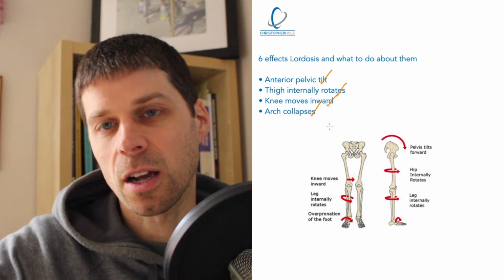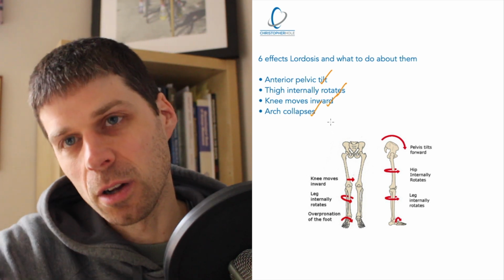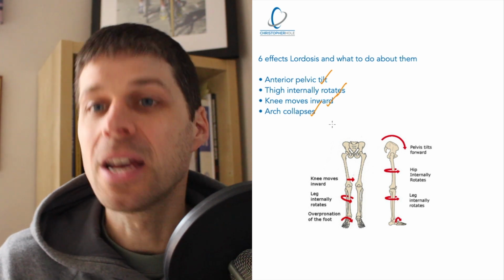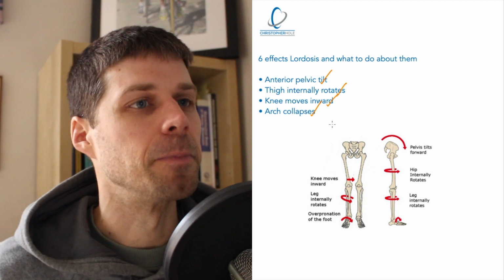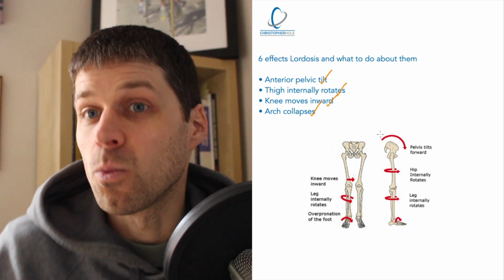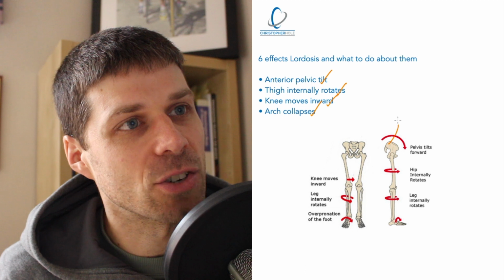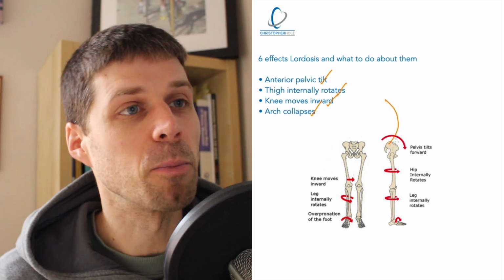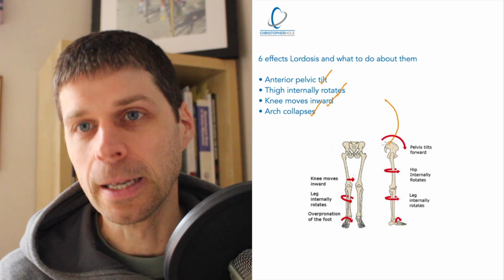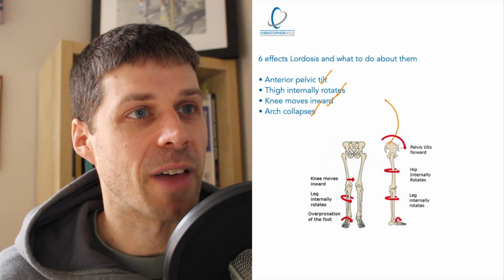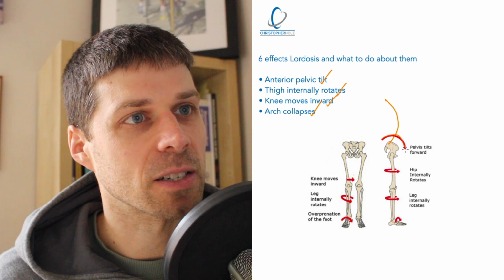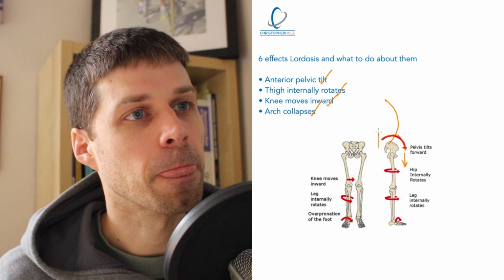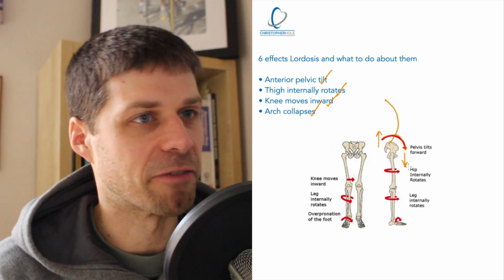Now these can kind of be a cascade, one onto the other. It doesn't mean they are going to happen, it doesn't mean they do happen, but it just means that they can happen. So the primary effect, obviously, of lordosis is the exaggerated curve of the lumbar spine. The first thing that can happen from that, as you can see here, is the pelvis tilts forward. So the front goes down and the back goes up, effectively.